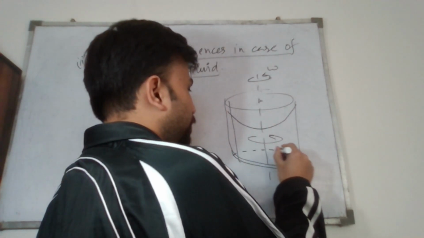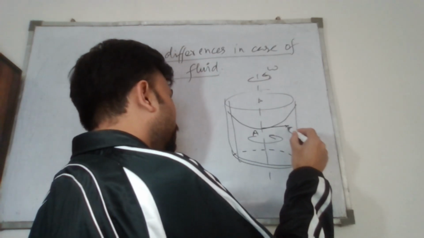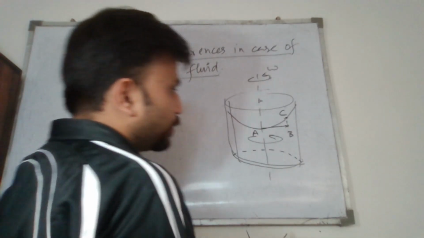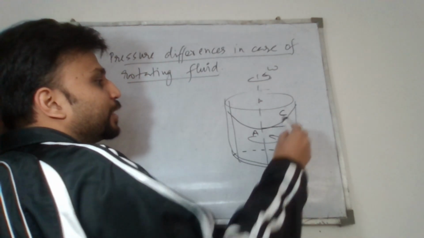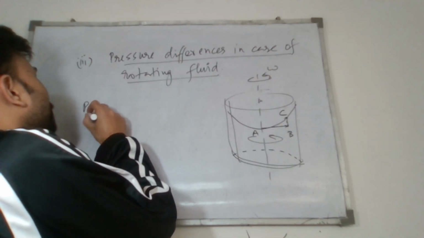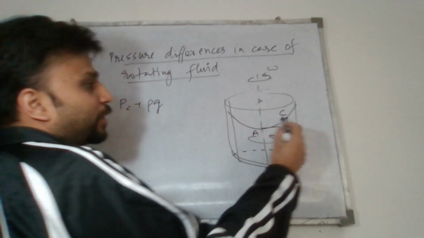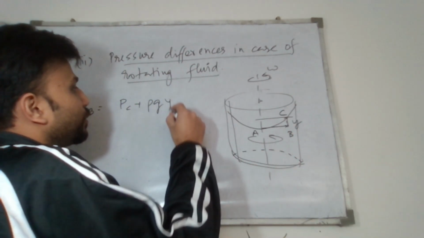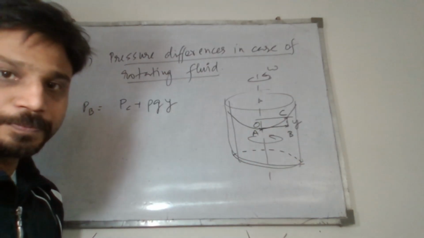So let's say at point B, these are 2 points in a horizontal line, and this is a point C vertically above point B. So we already know pressure at point B is equal to pressure at point C plus rho g times whatever vertical height we have here, CB. So this height is some y, right? So let's say this is y, and this is the origin.